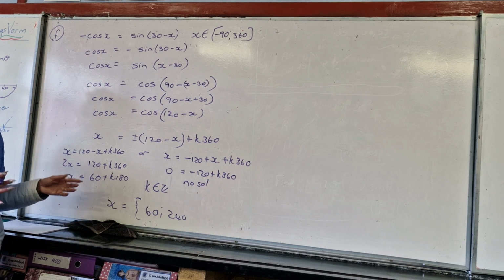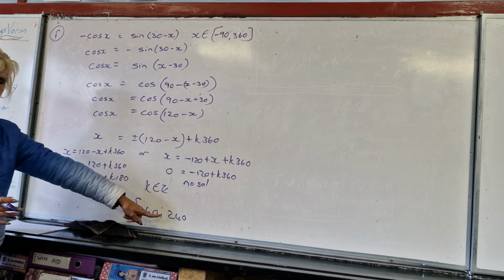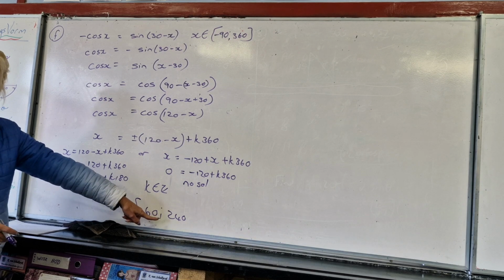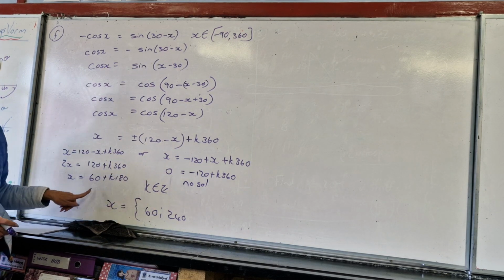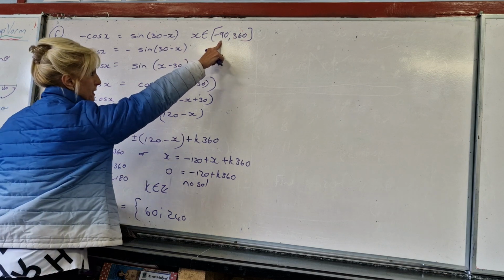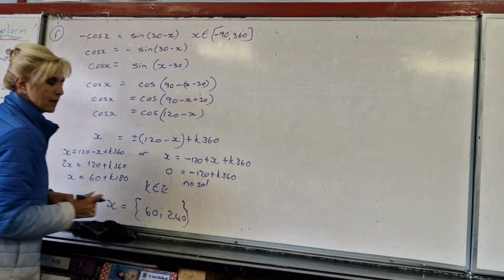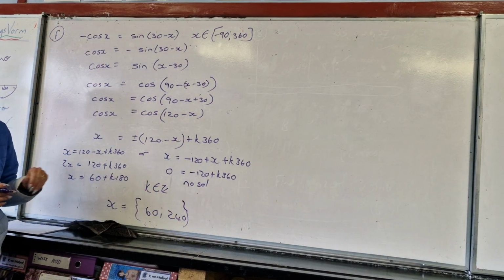So 60 plus 180 was 240. Plus another 180 is too big. And if you take 60 and you minus 180, it's going to be too small. So there were just two specific answers.